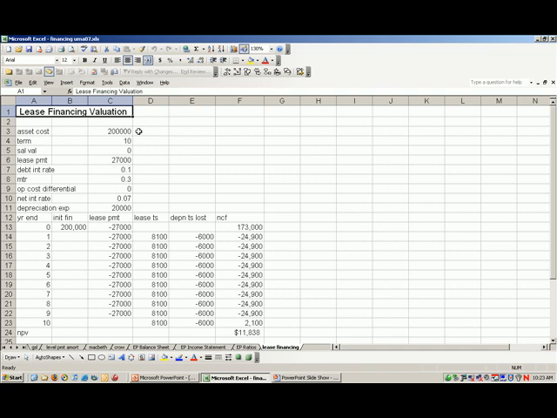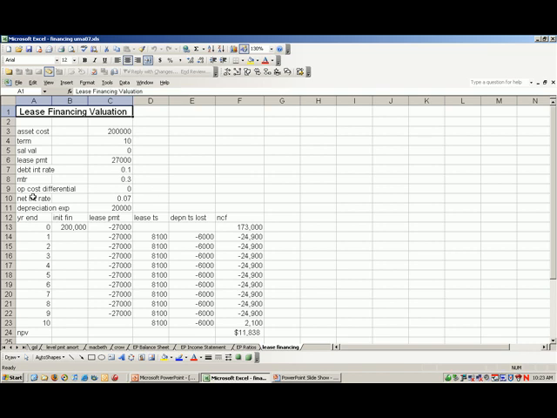The asset cost is $200,000. The term of the lease and the term of the asset life is 10 years. The salvage value is assumed to be 0. The annual lease payment is $27,000. The interest rate on debt financing as an alternative financing option is 10%. The firm pays a marginal tax rate of 30%. There's assumed to be no differential operating cost between the lease and the buy options.